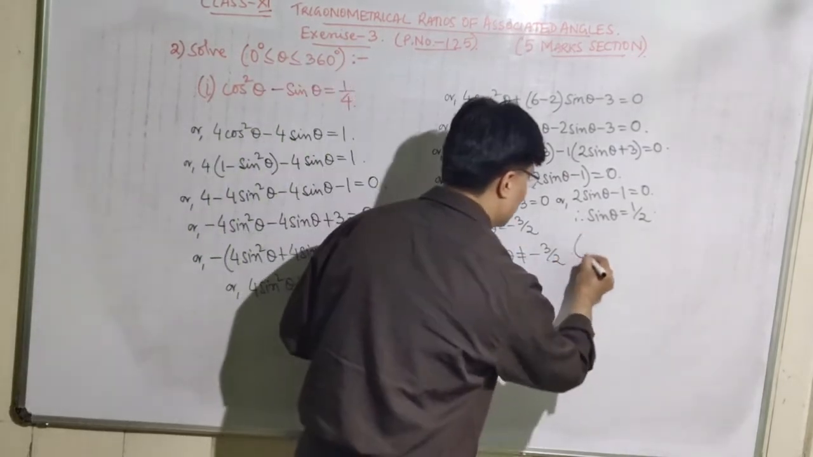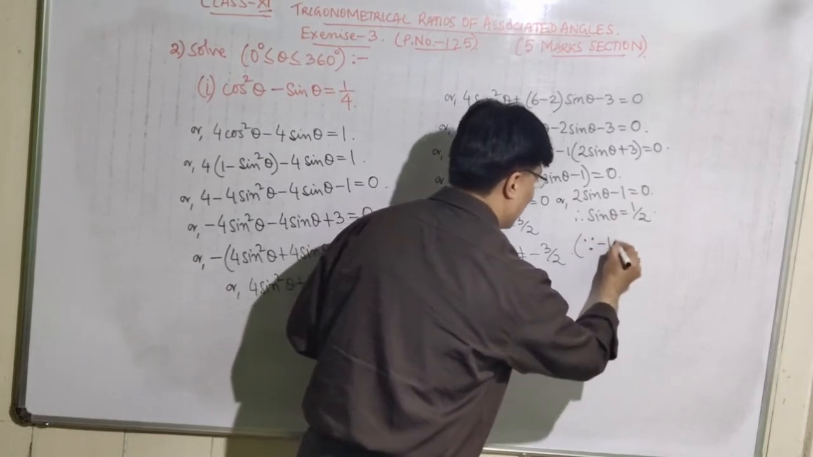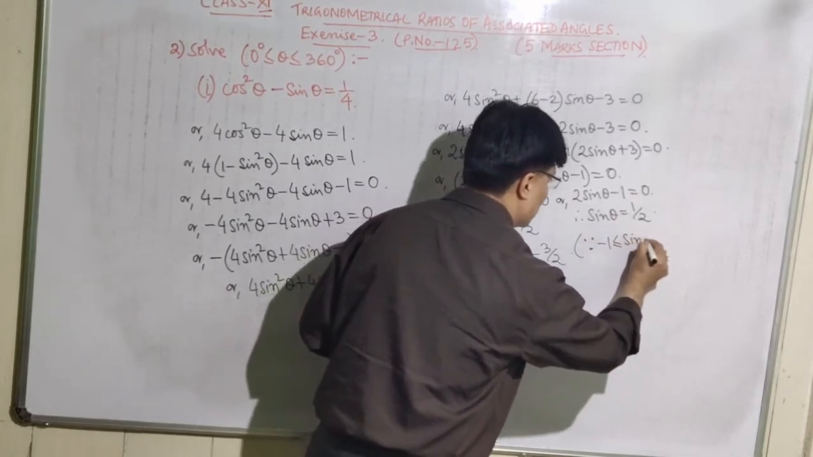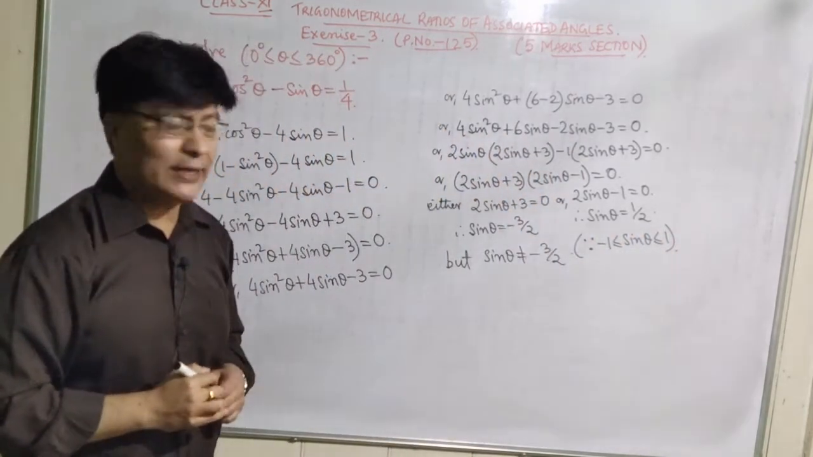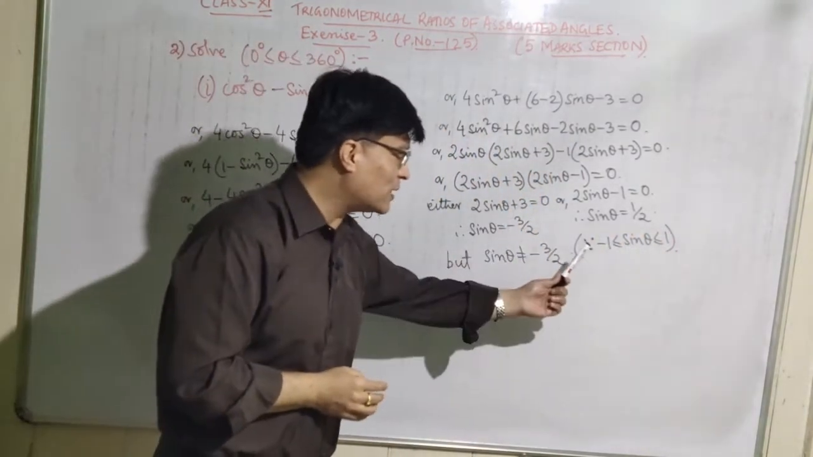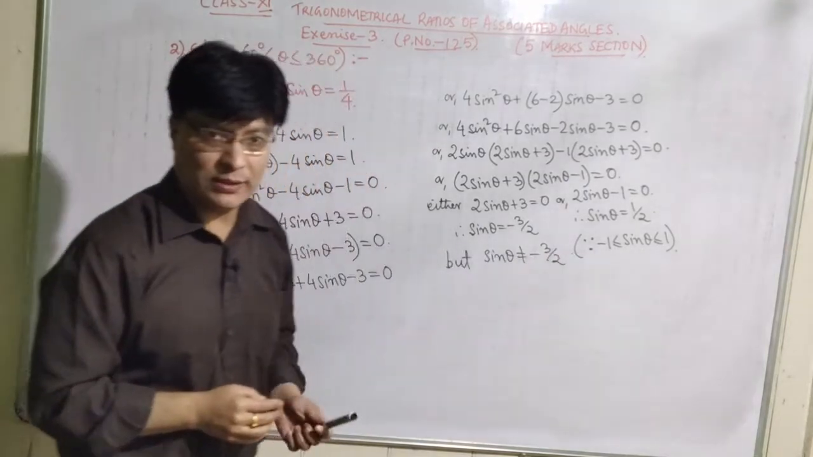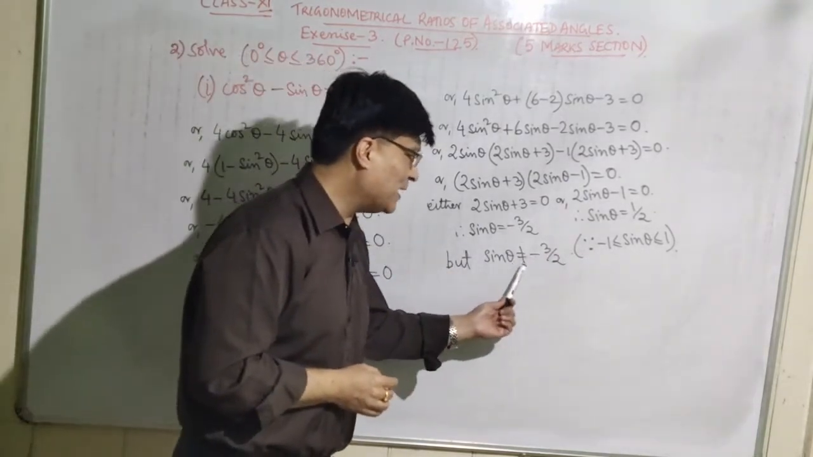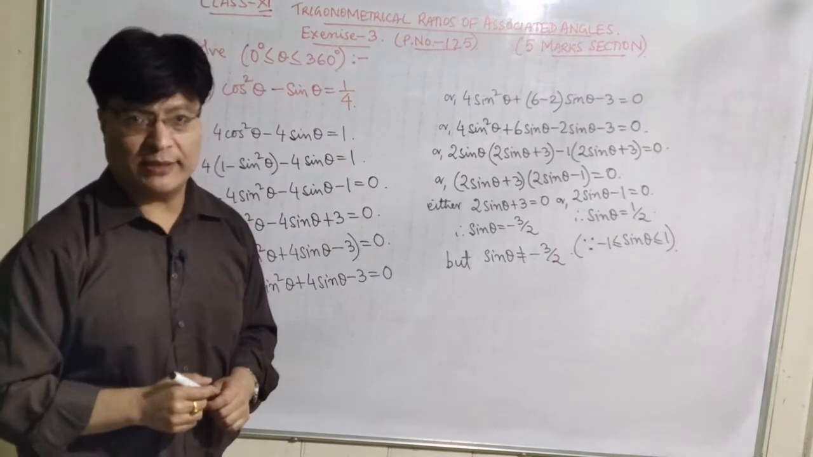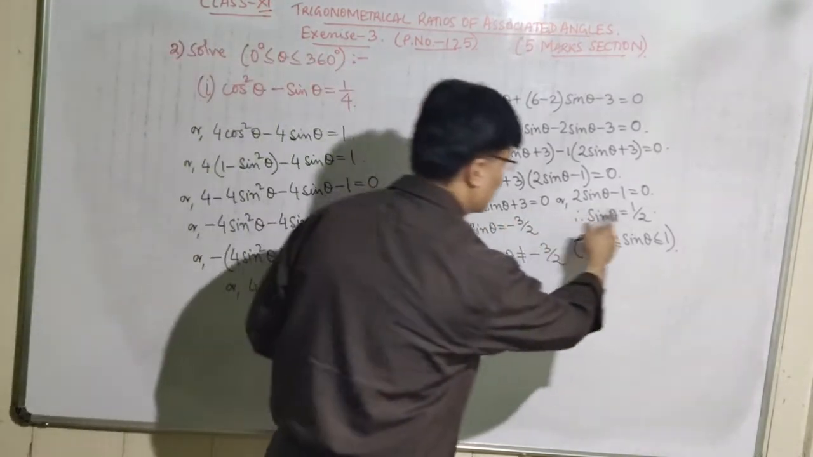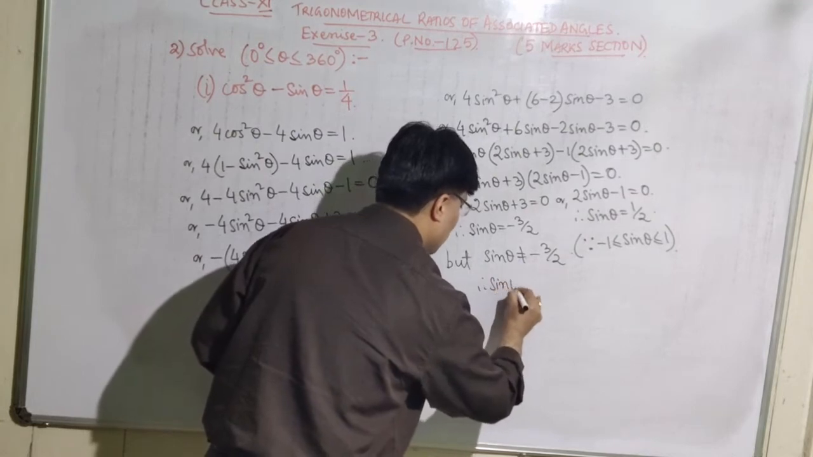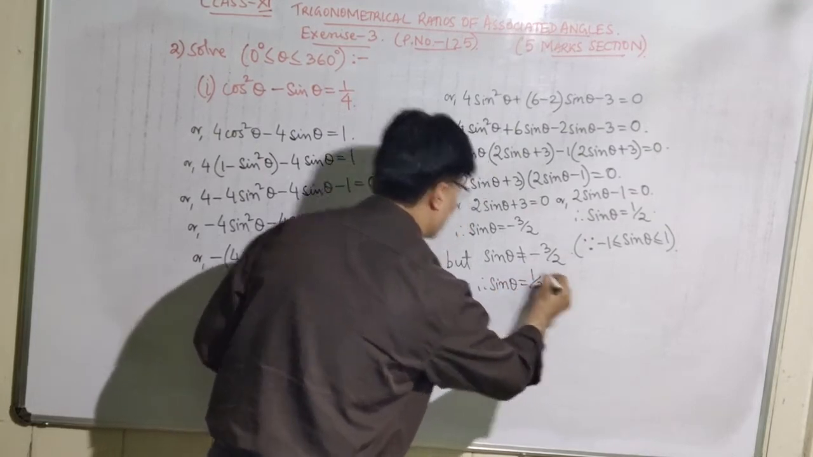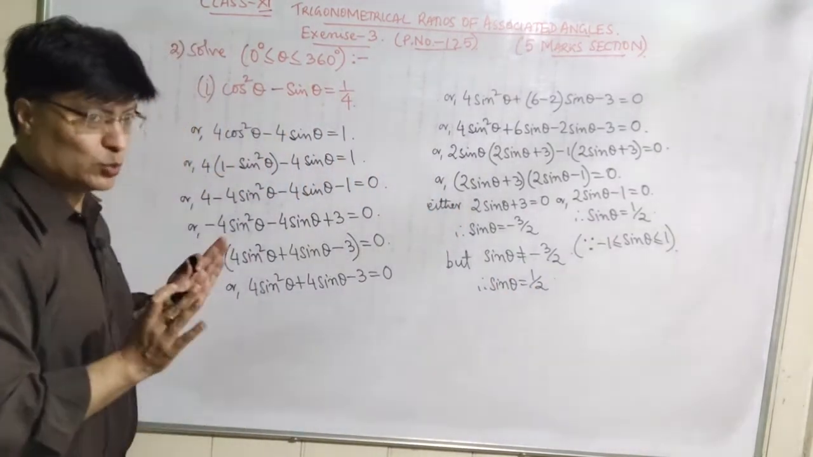So what is the reason behind it? Since minus 1 is less than or equal to sine theta, which is less than or equal to 1, the value of sine theta should lie within minus 1 to plus 1 only. So sine theta may not be equal to minus 3 by 2. But which value is correct? Sine theta is equal to half. So here we have sine theta is equal to 1 upon 2.